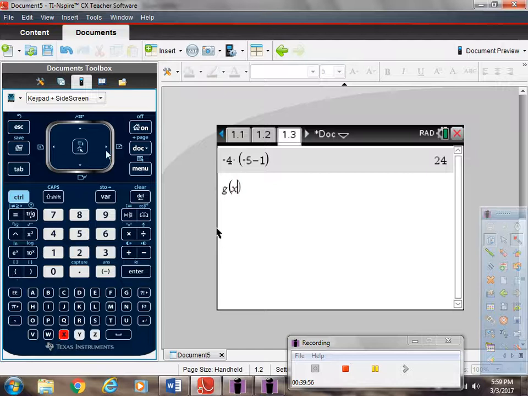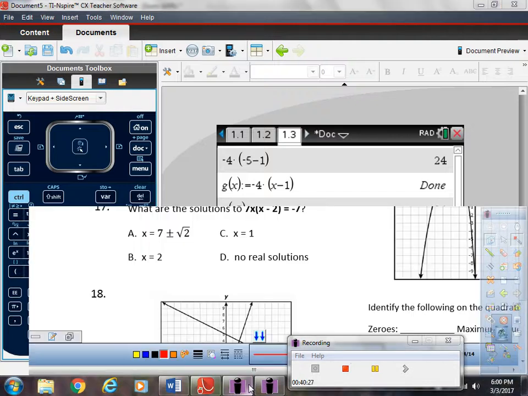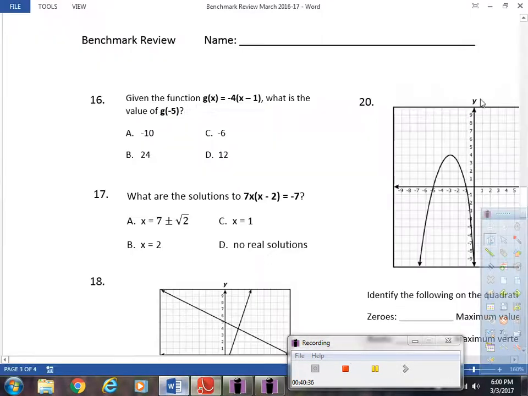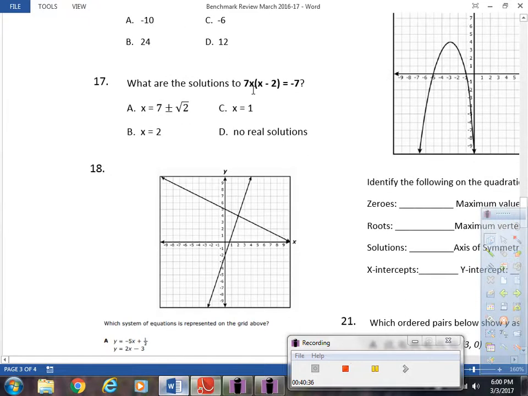Keep your fingers crossed. G of x, here's that little equal sign with the little dot. So control that, and then let's type in the function -4 parentheses x minus 1. Press enter. It says it's done, storing it. And now let's do g parentheses -5. Boom, 24. So if you remember that, you can use it. Otherwise, just substitute. That's really all this problem involves. All right, so let's look at number 17. 17 says, what are the solutions to, and they give you a function there.